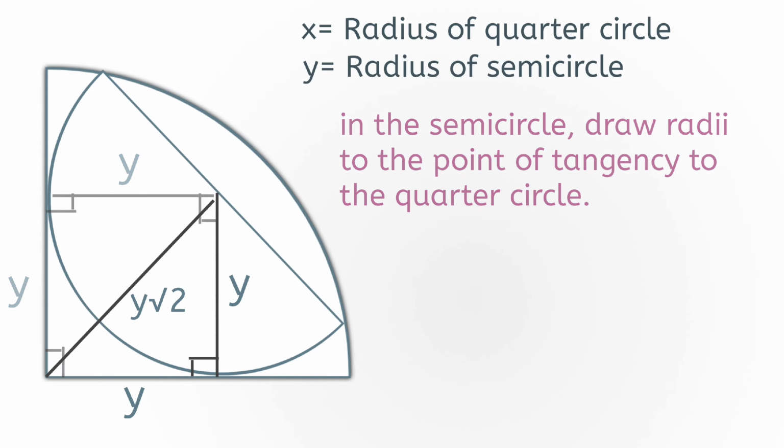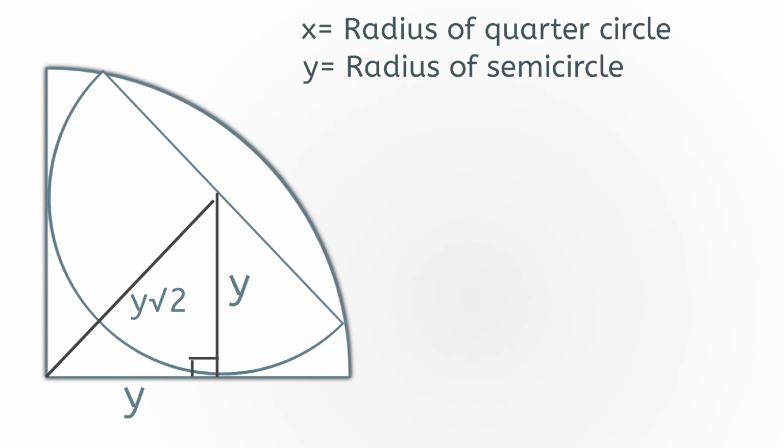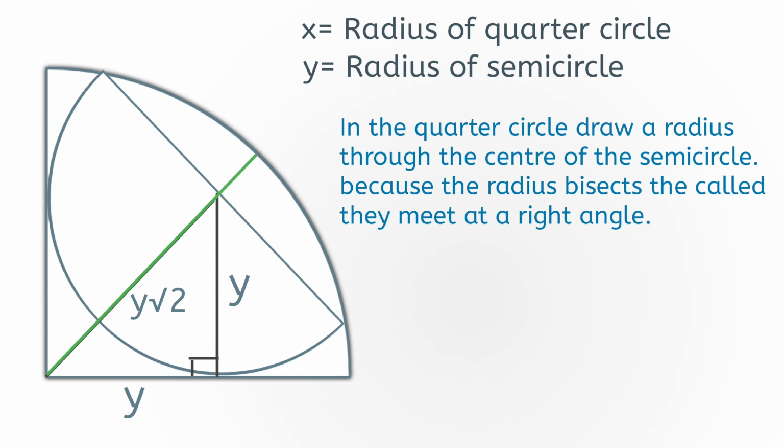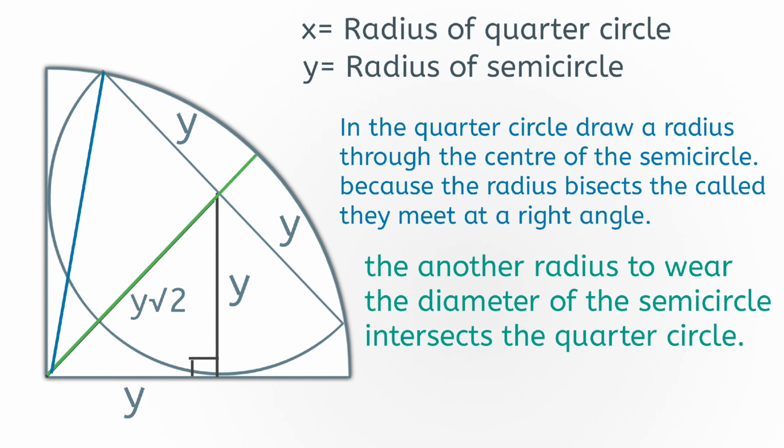Let's continue connecting more interesting points in this diagram. Draw the radius of the quarter circle through the center of the semicircle. Each of these will be equal to y because each of these is the radius of the semicircle. Therefore, the radius of the quarter circle bisects the chord of the quarter circle, and they meet at a right angle. Now, draw another radius of the quarter circle.